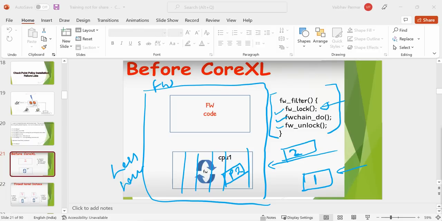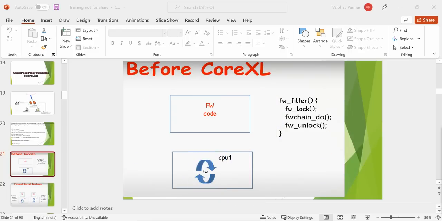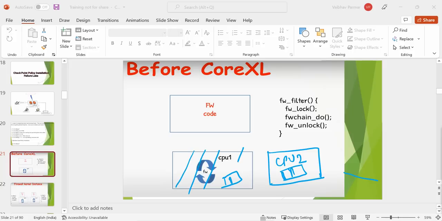I'm talking about one CPU. Let me clear the screen. Having another CPU also will not help much here. Consider CPU 2. Again, the packet will come to CPU 1 and CPU 2, and these two packets need to be processed first, and each CPU needs to allocate its time, lock its processing or code, and until that processing is done, it should not get a new packet. This is how it usually happens in an operating system when we talk about single processing, right? This is what was happening before CoreXL was introduced into the Check Point world.